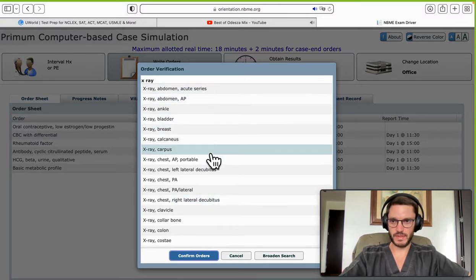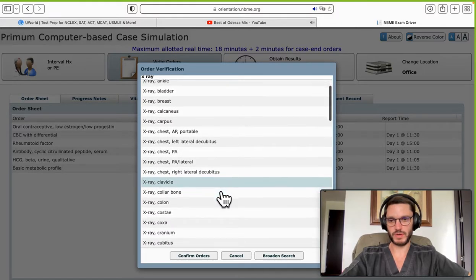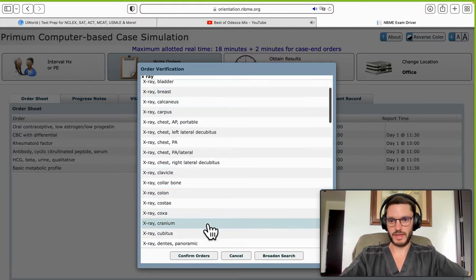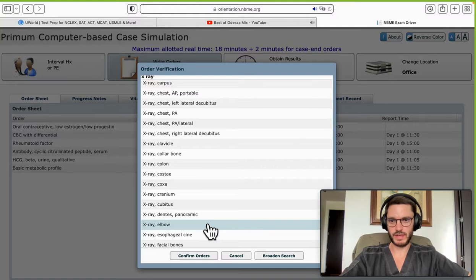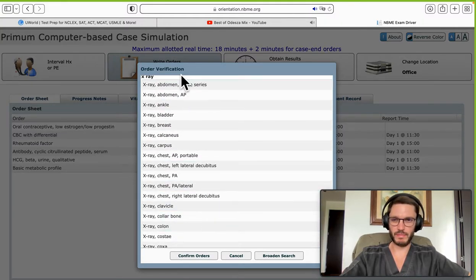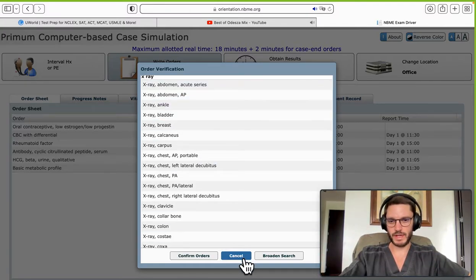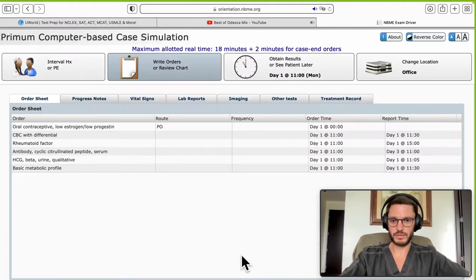It's bilateral. Do I really want an X-ray? Is it worth it? Not sure. Don't think so, right? She has no signs of infection whatsoever. This might harm her. It might subtract points from my test. I'm not going to send the X-ray right now. Okay, cancel. That's it. What else?